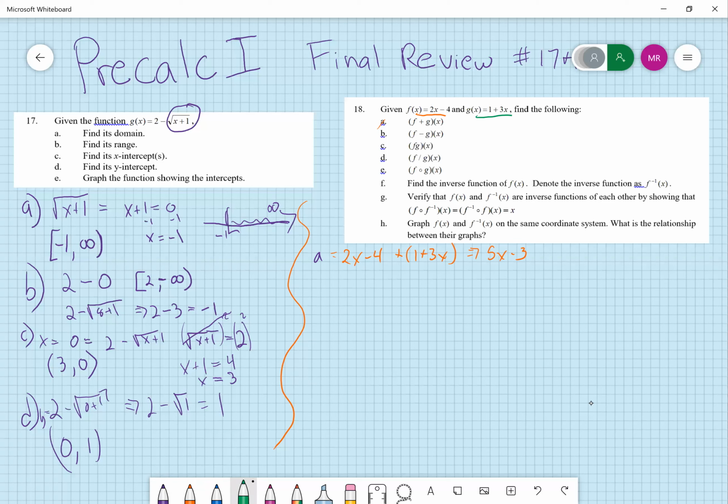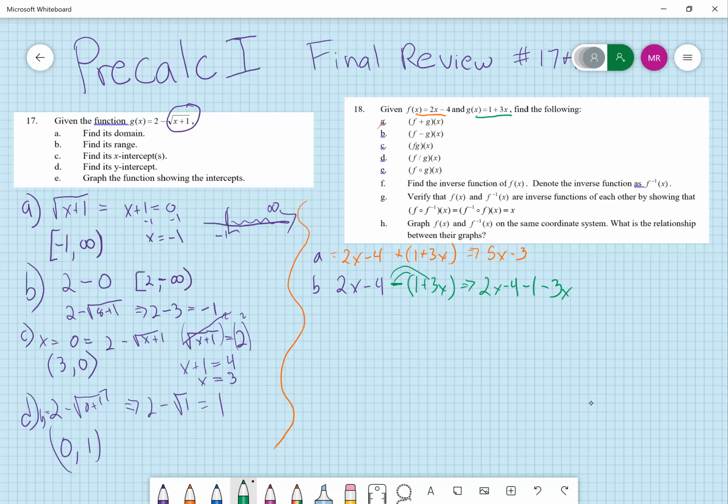Now let's look at B. We're going to have f of x minus g. And it's important how we set this up. So let's set it up. We're going to want to use parentheses on this. So f of x comes first, so that's 2x minus 4. And then we have to remember to subtract the whole of g of x: -(1 + 3x). We distribute this negative through. And rewriting it, we get 2x minus 4 minus 1 minus 3x.